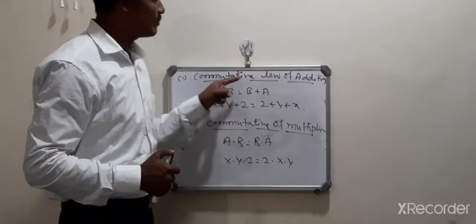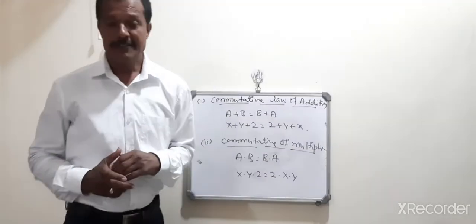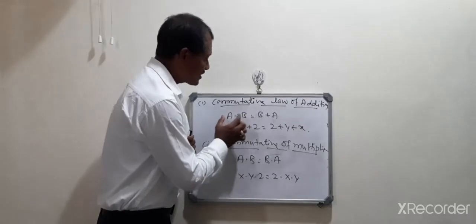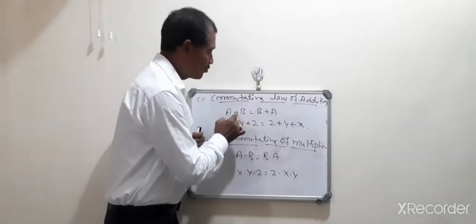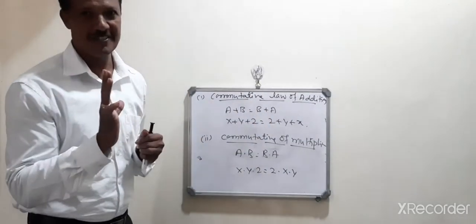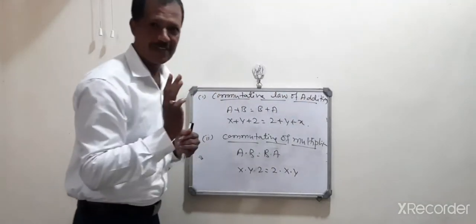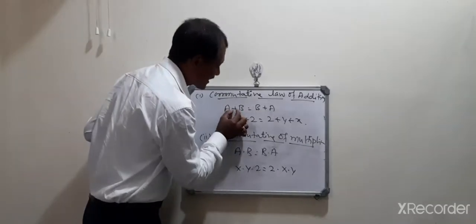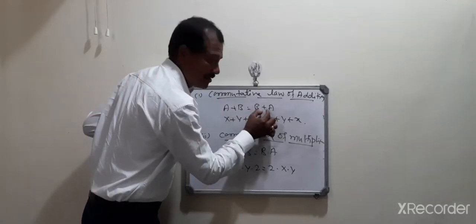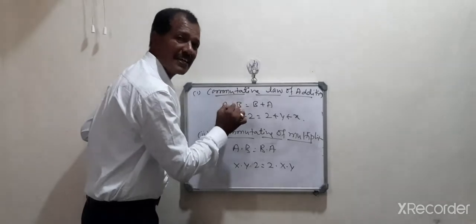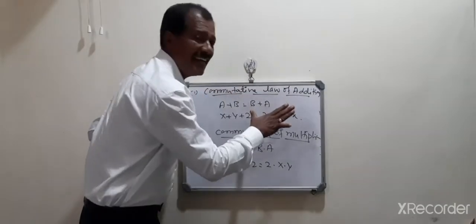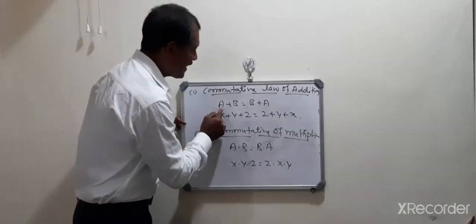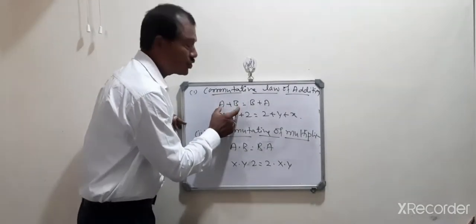In that, the commutative law of addition states that if a number of variables are ORed, the order in which the variables are ORed doesn't make any difference. That is the commutative law of addition. Here in one expression, if any number of variables are there and they are ORed, the order in which they are ORed doesn't make any difference. Say for example, A or B. So here two variables are there.